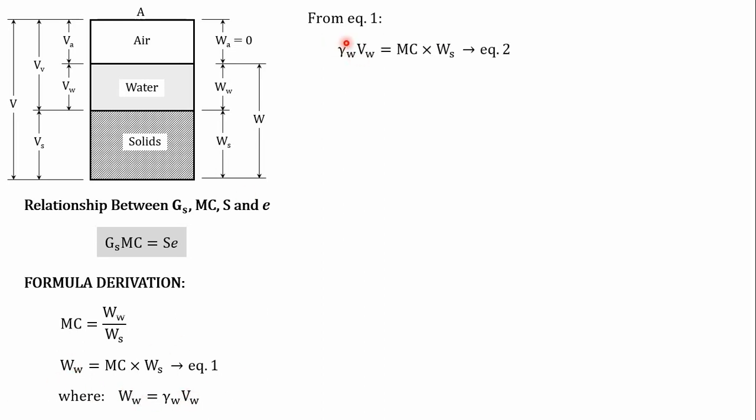substitute this equation to equation 1. So, we have unit weight sa water times volume of water is equal to mc times weight sa solids. Let this be our equation 2. Good na nakuha pa? So, yung equation natin, equation 2 is may mc na. Ang target natin is ganitong formula. So, involve natin Gs.